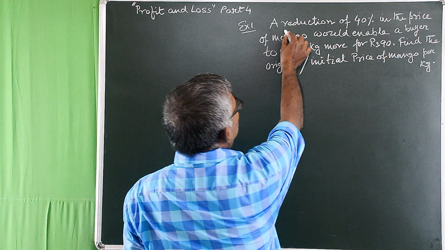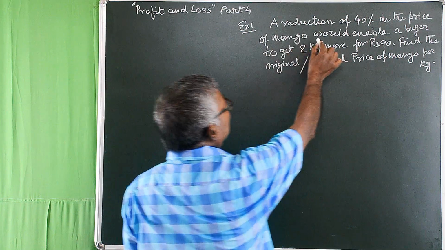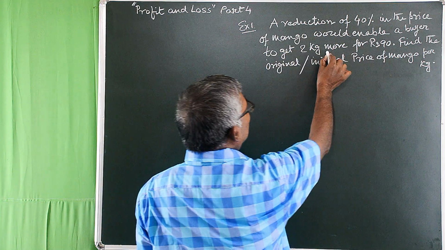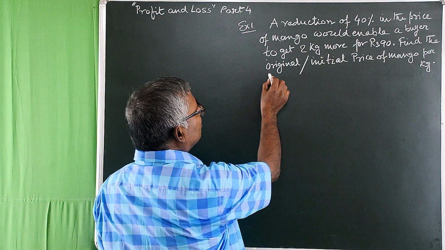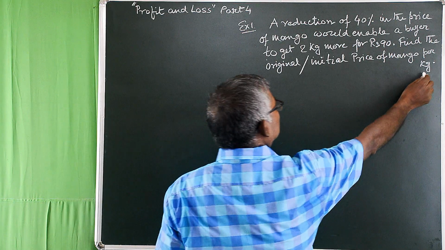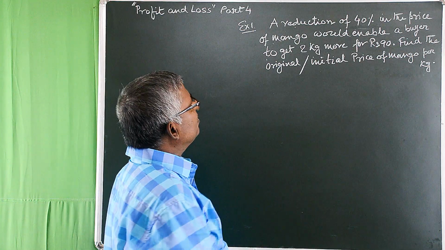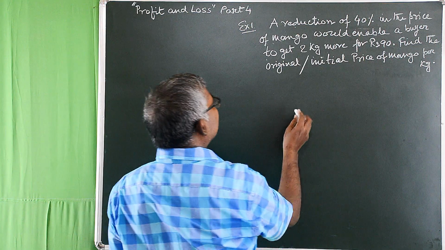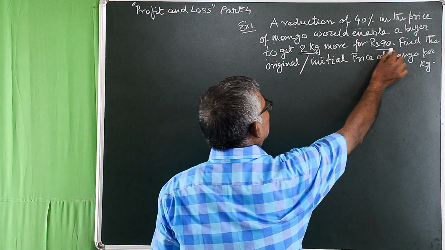A reduction of 40% in the price of mango would enable a buyer to get 2 kg more for ₹90. Find the original or initial price of mango per kg. Students, given that when the price of mango is reduced by 40%, the buyer gets 2 kg more for ₹90.